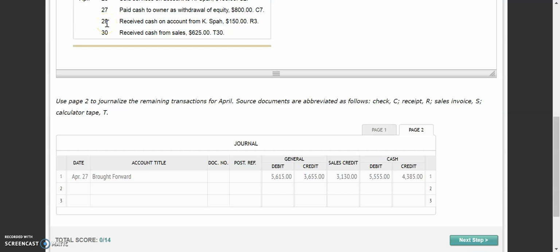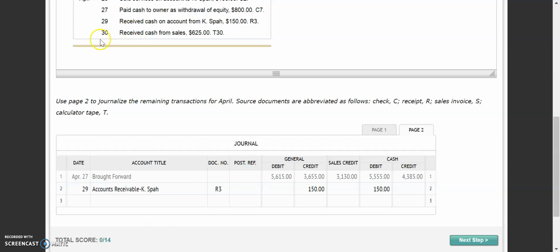On the 29th, we received cash on account from K-Spa. So we put in the 29th. Our account title is going to be Accounts Receivable, K-Spa. Document number is R3 for receipt 3. Since K-Spa paid us, that means that their accounts receivable is going down with a credit. So we put in 150 and our cash goes up with a debit of 150.